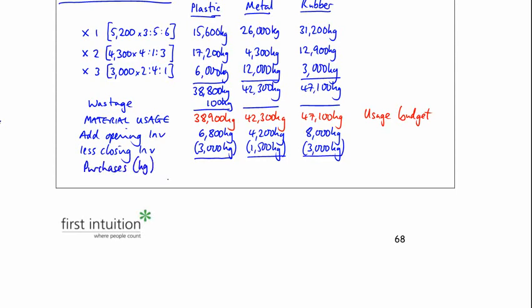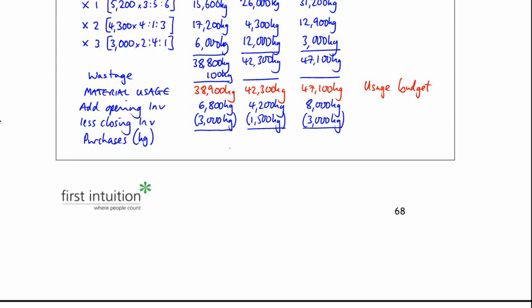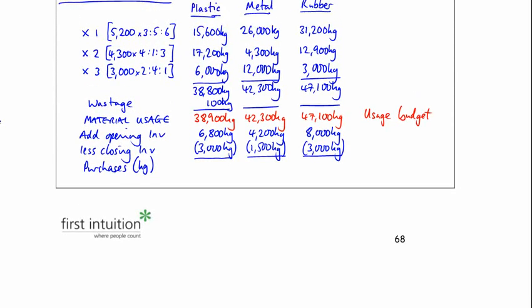That at the moment was measured in kilograms. So material purchases for plastic is 38.9 plus 6.8 minus 3, so 440. I hope you can see that I've made a bit of a mistake there. That should have been add on closing inventory and deduct opening inventory. Apologies about that. So let's just stop there and cut that.